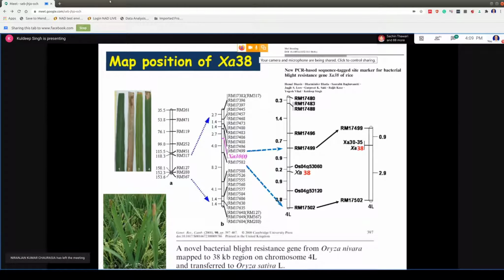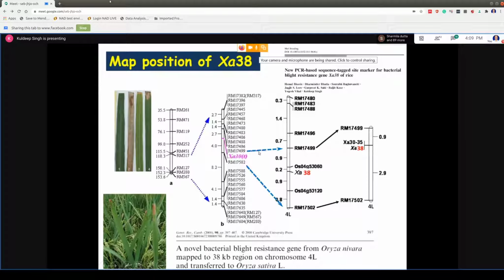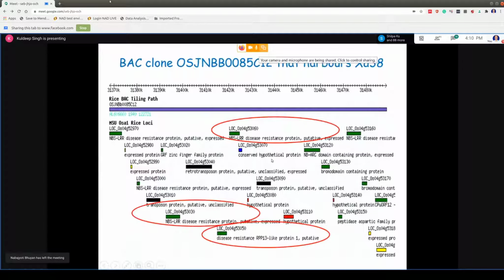This was Xa30 at that time, somewhere here, but still it was a bigger region. And then what we did, we actually went to the individual BACs, because we saw that the gene we have here was mapping in a region based on which we can delineate the BACs. And once we delineated those BACs, this region, we did the analysis of what the genes are, and there were some genes which were actually disease resistance genes. So we thought probably some of those genes would be the one which is Xa30 or Xa38, which was later designated. So we sequenced some of them.